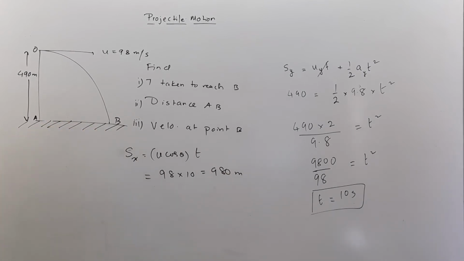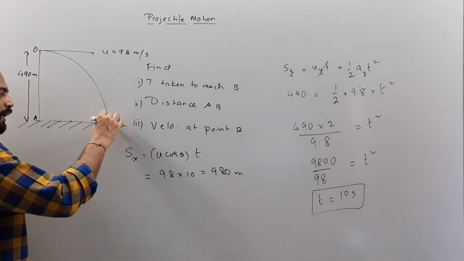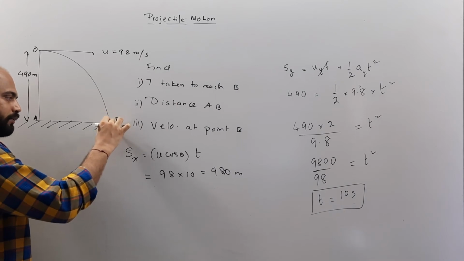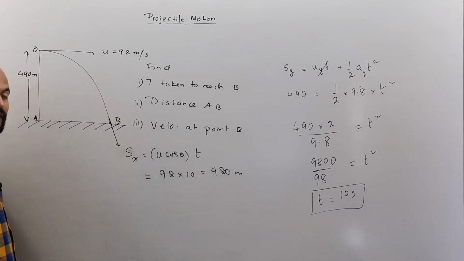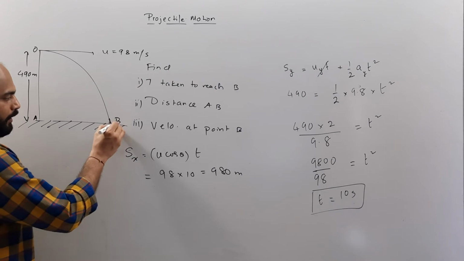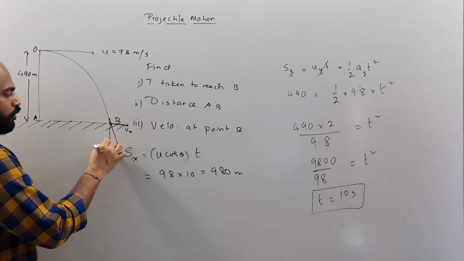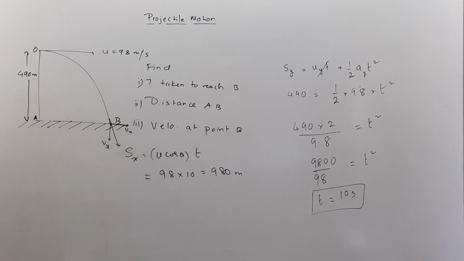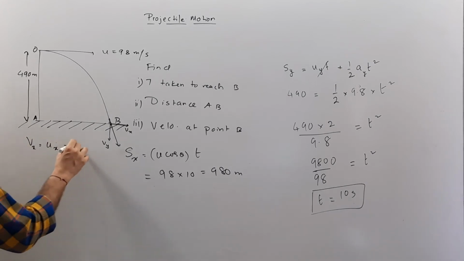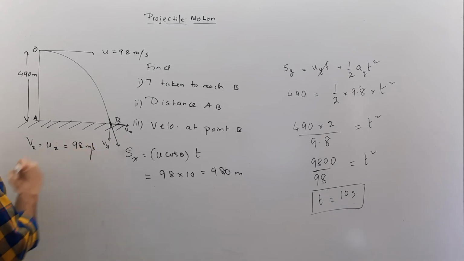And the last one is velocity at point B. Velocity at point B is going to be something like this. Because it is hitting over here, the net velocity will be like this. And it will have some horizontal component Vx and vertical component Vy. So let's do it and we can find them now. So Vx according to this is going to be Ux, which will remain the same, 98 meters per second. And Vy, if we have to find it, we can find it.